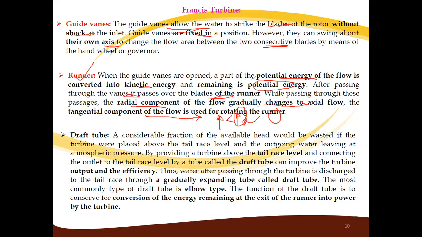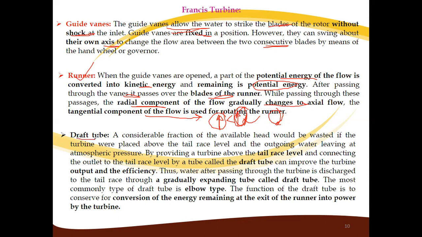So part of the potential energy is converted into kinetic energy, which produces the impulse force, and the remaining potential energy produces the reaction force. In this case, the reaction force is greater than the impulse force, and because of that, the rotor rotates because of the reaction force. So this is the runner part.